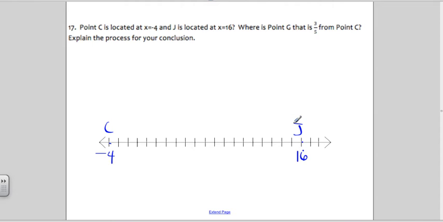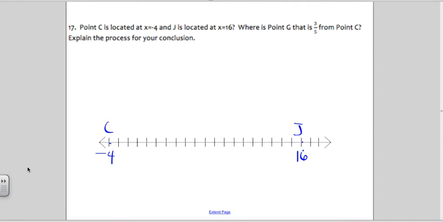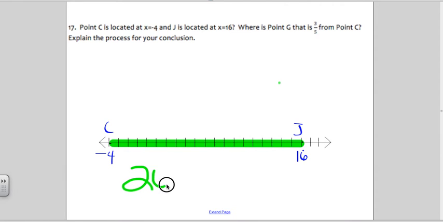So, just like on the last one where I found my fraction, this time I have the fraction, and I need to find out where that point is in the middle. So, I have this entire segment, and I want to find 3/5 of the way. Well, I've got to have the total first. So my total means I have to count all the way from C to J. That length is 20 units.